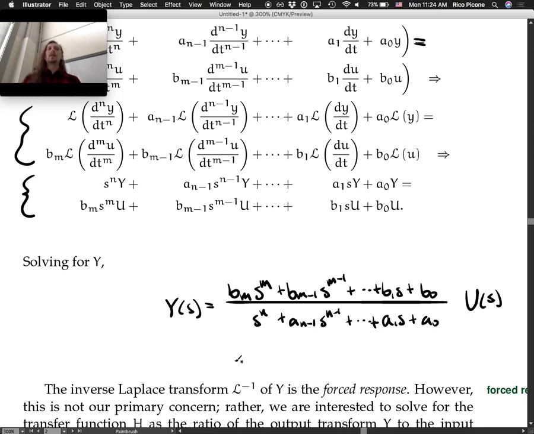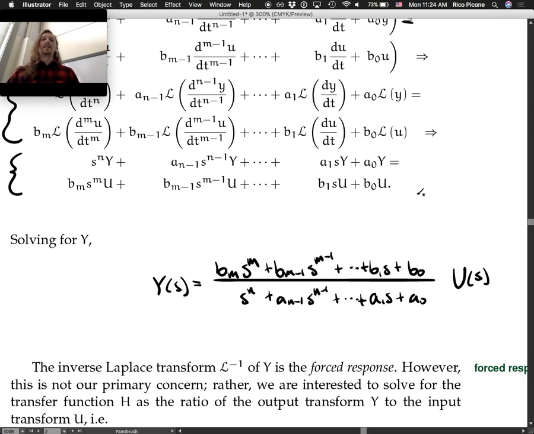So we've solved for Y algebraically now, which is sweet. If we just took the inverse Laplace transform of Y, then we get y of t, which is our time response. But remember we ignored the initial conditions, so this is actually just the forced response of the system to the input u. Okay?